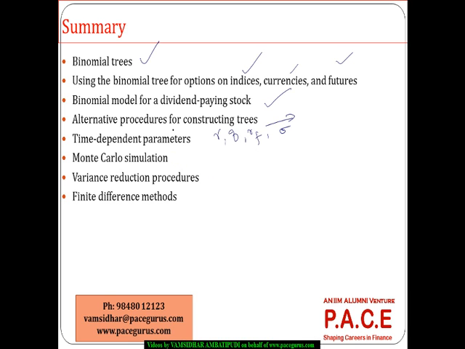Then, apart from binomial trees, we focused to a decent extent on Monte Carlo simulation and the variance reduction procedures associated with saving computation time in a Monte Carlo simulation. And the third important method, the finite difference method, for finding the value of the derivative. Though it's a complex method, it depends on n minus 1 simultaneous equations to solve for the value of the derivative. So it goes with an iterative kind of procedure.